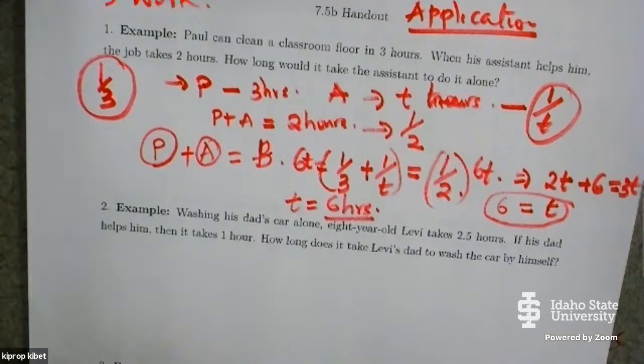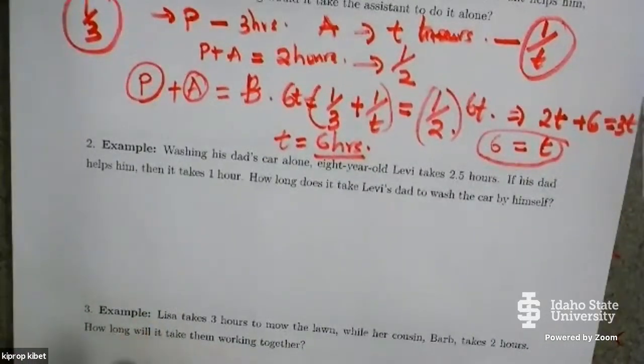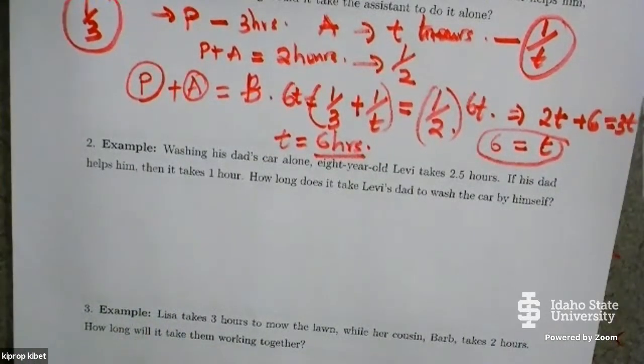Okay, number 2. Someone can read for us number 2. Travis, can you read for us number 2? Absolutely.